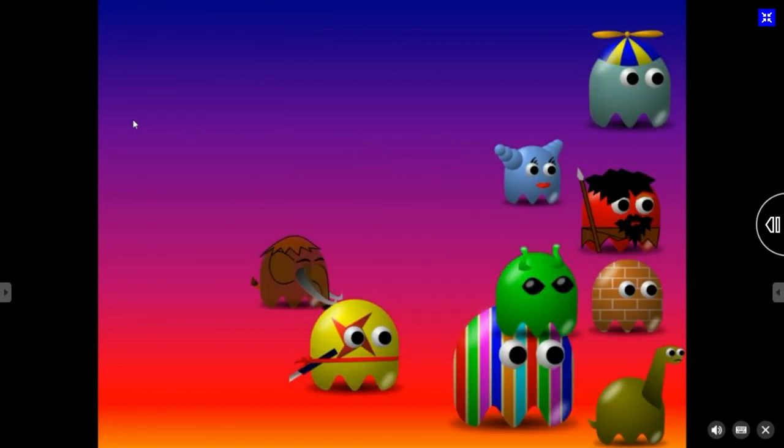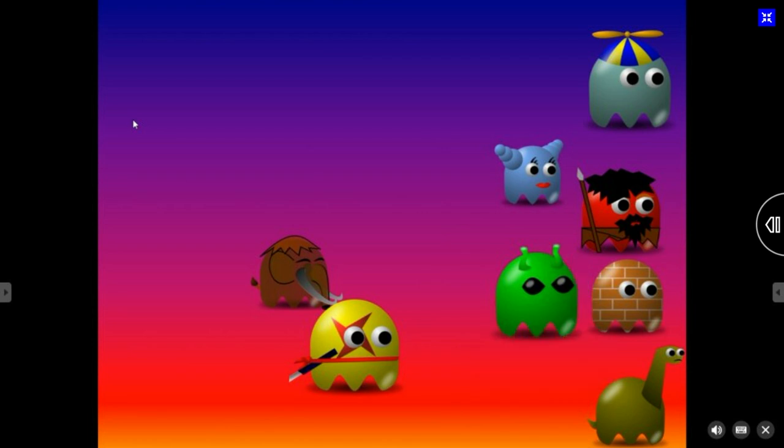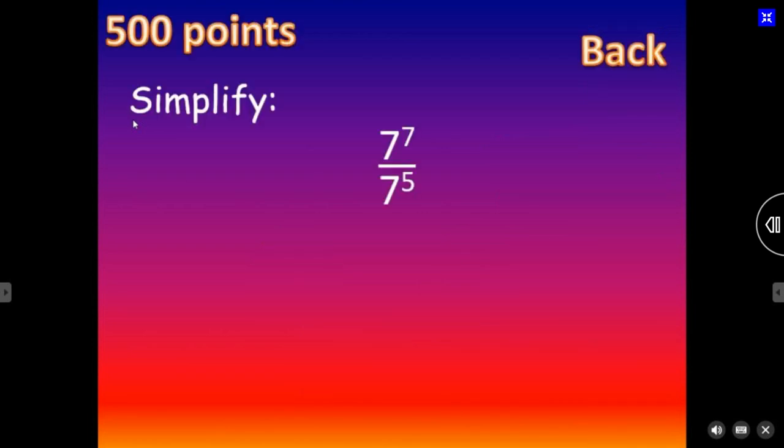Okay, we are down on problem 13. That is the ninja. He said, add, subtract, multiply, divide. What should I be doing? Subtracting. 2 ways I can answer this. 7 to the 2nd or 49.